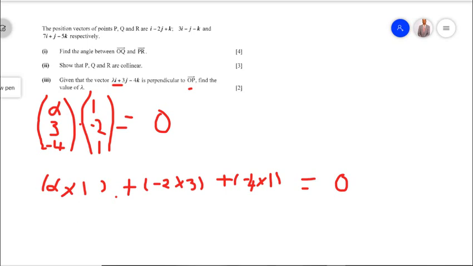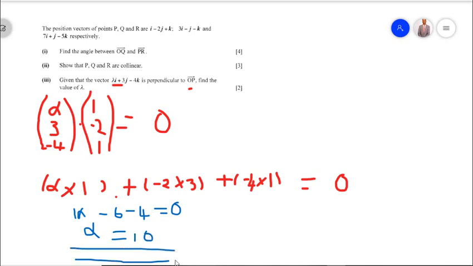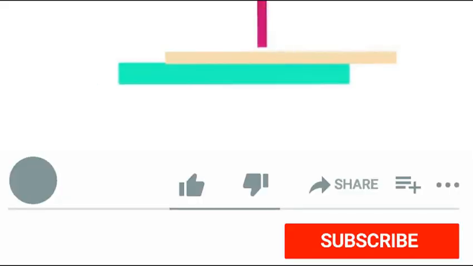Now it's like an equation, we can solve it. It's 1 multiplied by lambda, it's 1 lambda plus negative 6 minus 4, which is equal to 0. Now solving this equation, we are left with lambda equal to 10. That's how it is done.